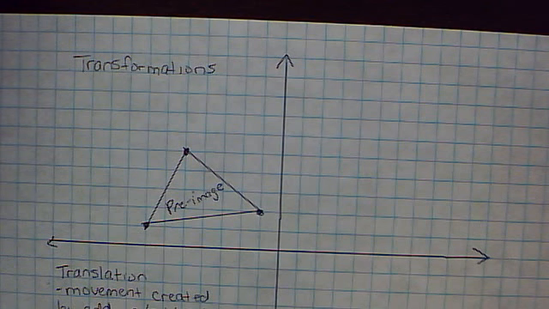The original figure that you have, or the original point, is going to be called your pre-image. Whatever you create from whatever transformation you do from your pre-image will then become your image.